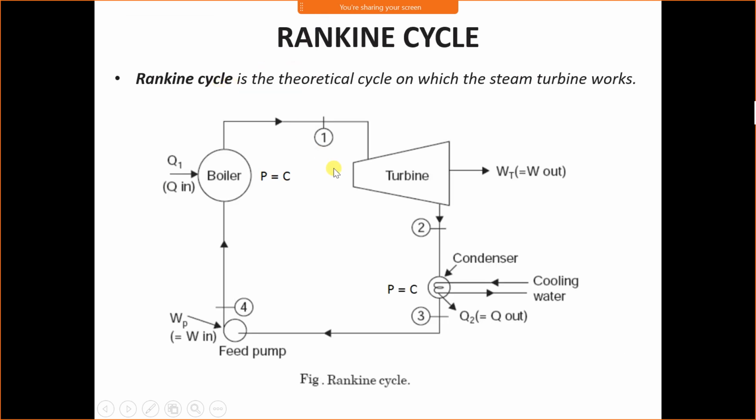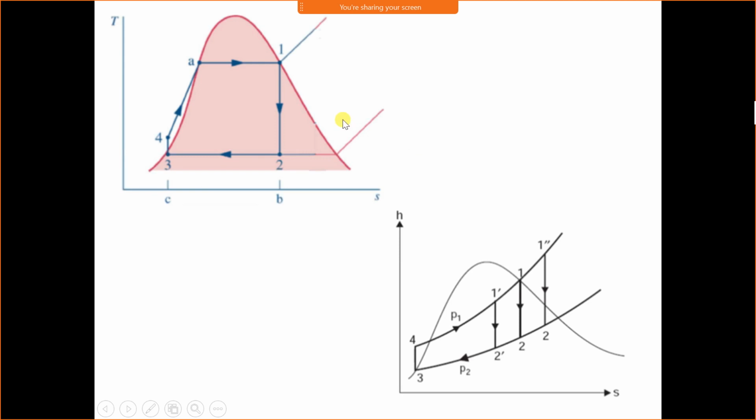Let us consider the points. Point 1 and point 2 are across the turbine. In the turbine, steam enters at saturated steam condition. Therefore, points 1 and 2 are across the turbine, which means at point 1, saturated steam enters the turbine.